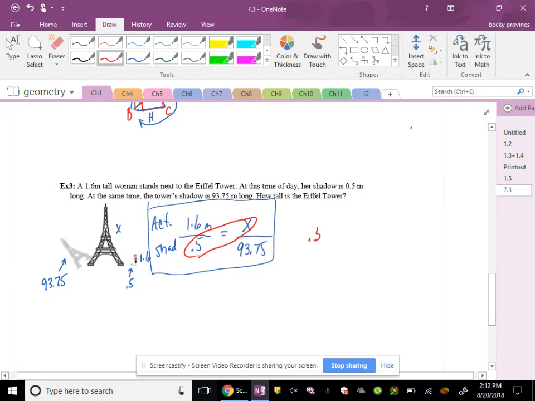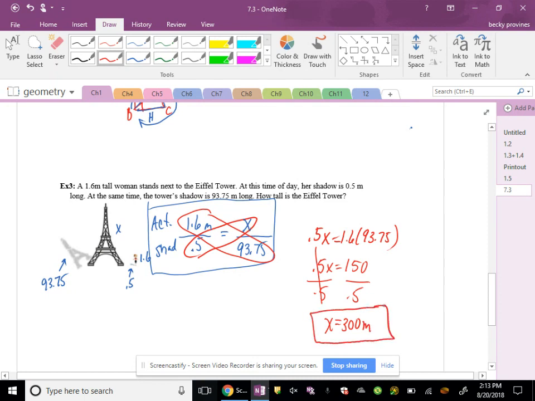So 0.5x equals 1.6 times 93.75. All right, so that requires a calculator. 1.6 times 93.75. All right, so I get 150 even. Now we're dividing by 0.5. And I get 300. So what's the unit? The unit is meters. This is how tall the tower should be.